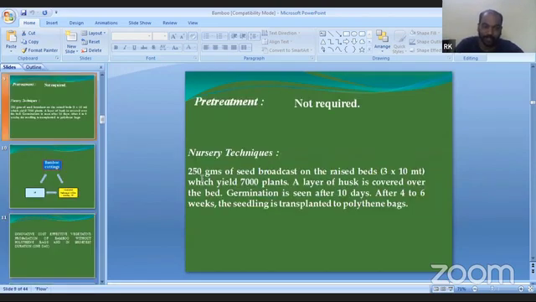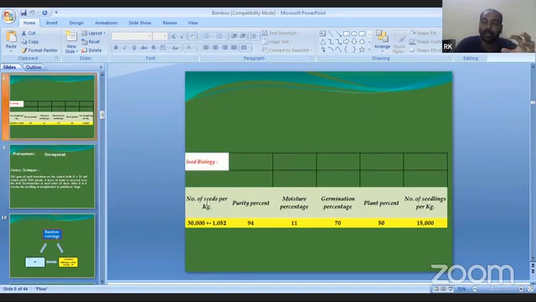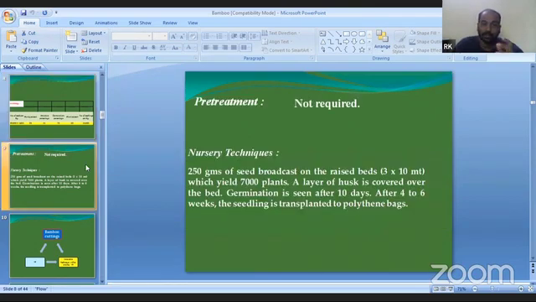Okay. So we will discuss cuttings. First we discuss germination, how to make the germination. We already learned about seed biology: number of seeds per kg, germination percentage, number of seedlings per kg, plant percentage, everything from these slides. Then how to germinate the seedlings. Pre-treatment is not required, because bamboo seeds germinate only when fresh. Then nursery techniques, how to grow seed into seedling.